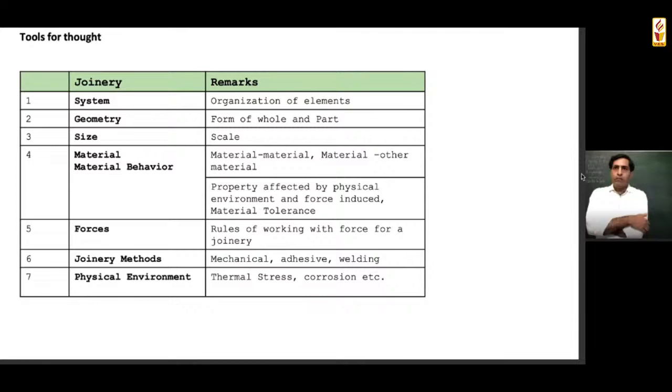Once we start looking from that point of view, we go into the force diagram, then we figure out what the joinery methods are and what the physical environment is, which means expansion, contraction, or vulnerability to corrosion, etc. So when we are looking from the point of view of tectonics, at least we are reading a building from these 7 points of view.